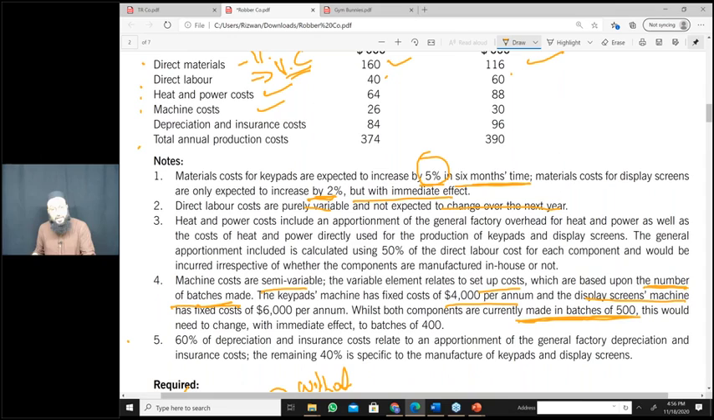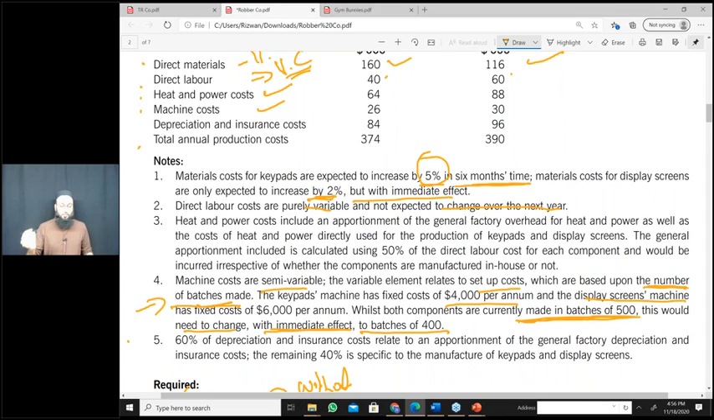This would need to change. This will change with immediate effect to batches of 400. So this will change to batches of 400 means that now you will change this policy, and now your one batch will be of 400 units. Now here you need to just understand the impact of this on your variable cost. Should your variable cost change? Yes. Why? Because your variable cost is dependent here on the number of batches made, as it's written here.